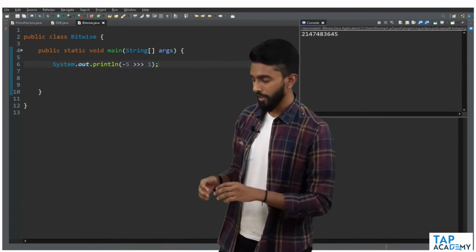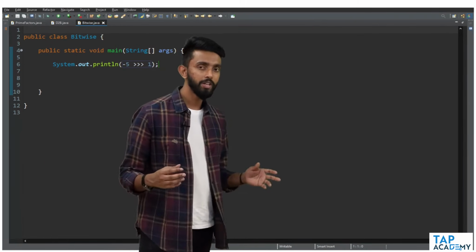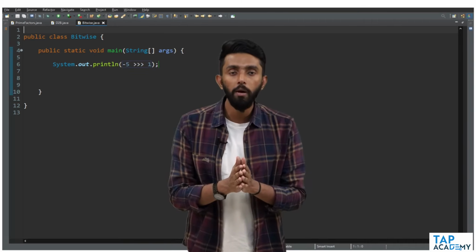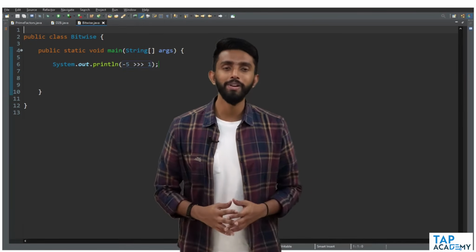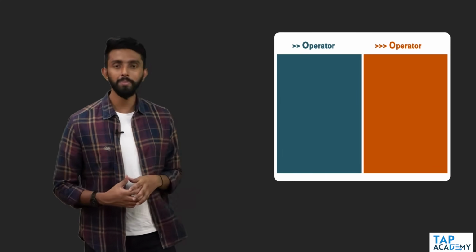Hope you're able to think. So perfectly it works. Anyways, now let me quickly show you in a tabular format the difference between right shift and triple right shift.